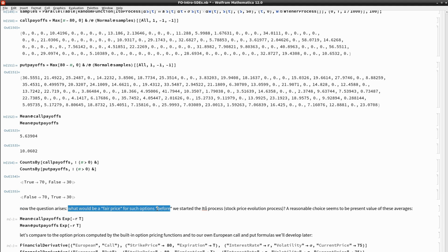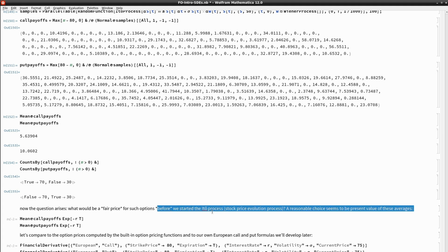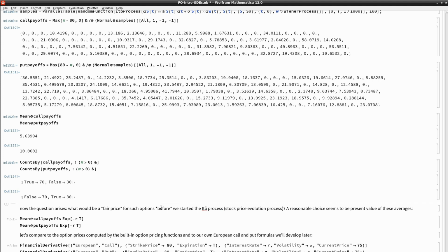We want to price these options because we want to buy them and sell them. So what would be a fair price for them before we started the Ito process? Because before that, we probably want to buy these options. And at the end of the process, we presumably want to sell these options. So we need to discount them. We need to look at the fair value before we start the Ito process, which is a stock price evolution process.